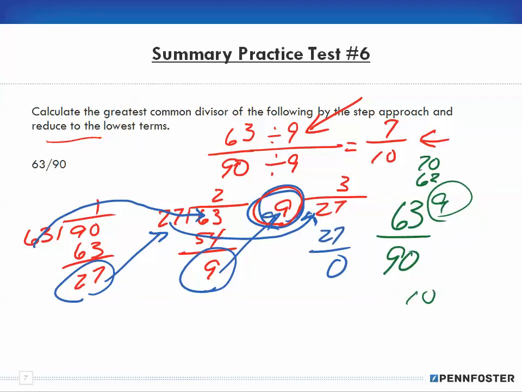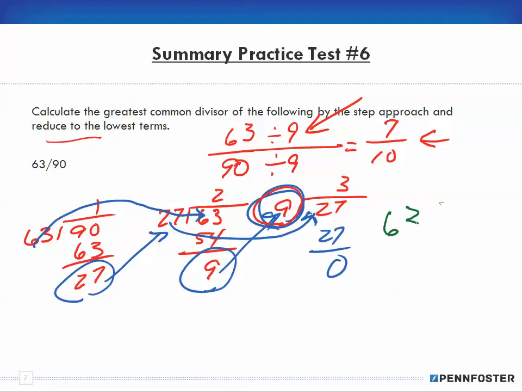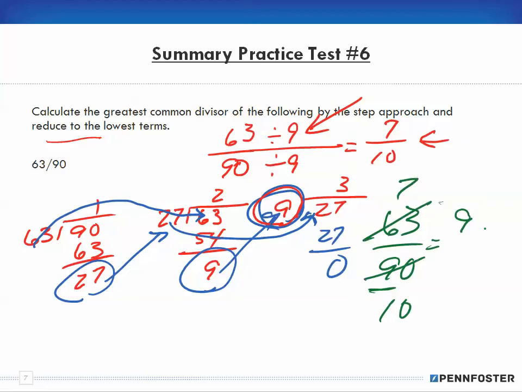So immediately, I didn't spend all that time doing the step approach. Just because I know my times table so well, I know that 9 times 7 gives me 63, and I know that 9 can go into 90 just because I have a 9 there. 9 into 90 tells me 10 times. And so I know I'm talking about 9 as my greatest common divisor. And then I do the math. 9 into 63 goes 7, 9 into 90 goes 10 times, so I end up with 7/10. A lot faster and quicker without having to do all of this division, only because I know my times tables.